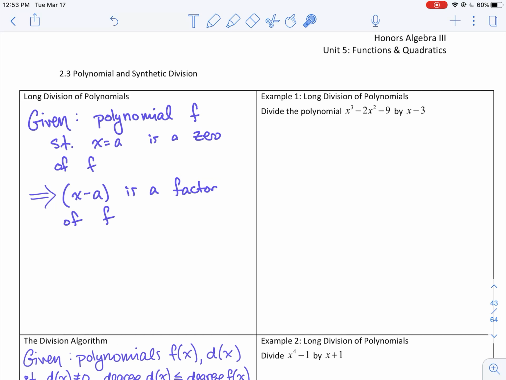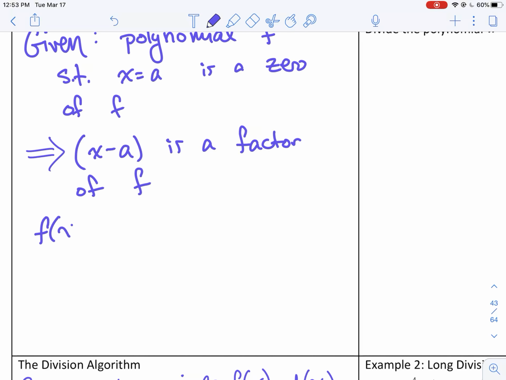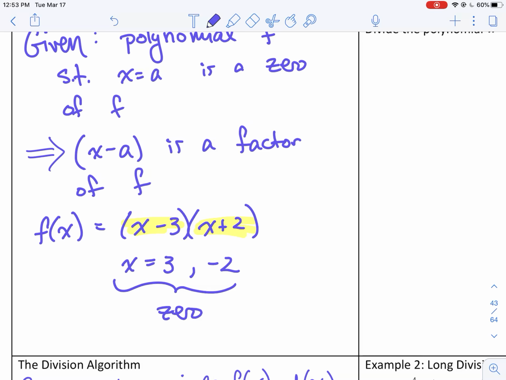So let's get started. If we're given polynomial f such that x equals a is a 0 of f, that implies that x minus a is a factor of f. What does this really mean? If I have f of x is equal to, let's say, x minus 3 times x plus 2, I know that both x minus 3 and x plus 2 are factors of my polynomial. That tells us, right, that if I set it equal to 0, I would get x equals positive 3 and negative 2. So those are my zeros of my polynomial function, all right?